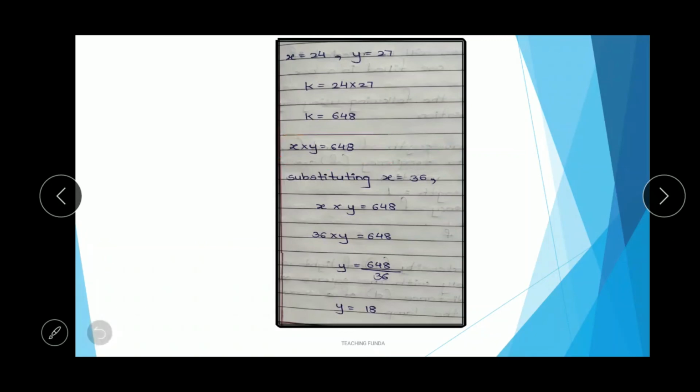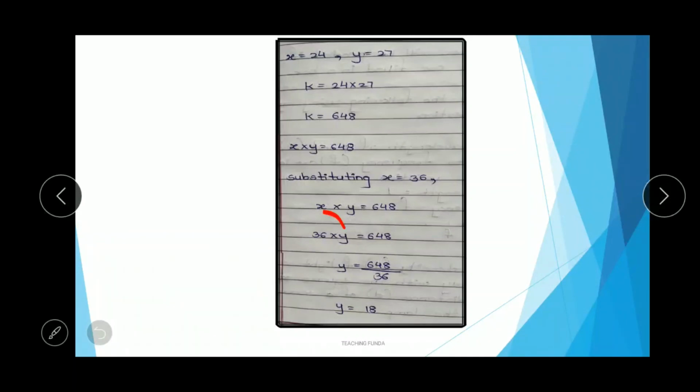Now you have to substitute. Substituting x is equal to 36. Apples are given to us. y, that is boxes, we have to find out. So x is equal to 36. x into y is equal to 648. Then multiply. Here 36 into y is equal to 648, and this y will take on the left side.